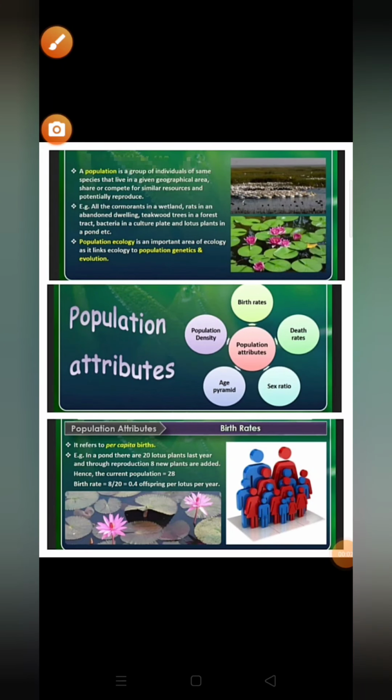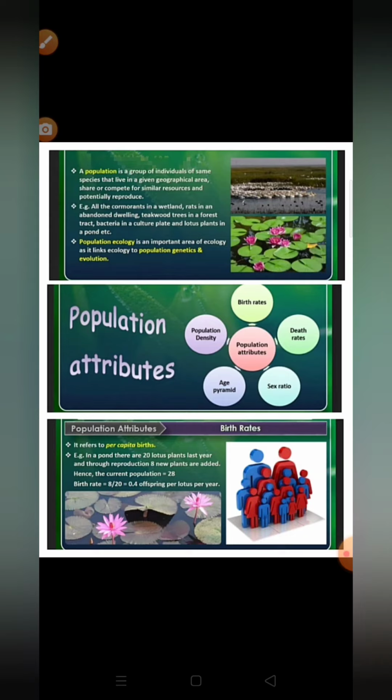First you have to know what you mean by population. How can you define population basically? A population is defined as the total number of individuals of a species in a specific geographical area which can interbreed under natural conditions to provide fertile offsprings and function as a unit of biotic community. Population ecology links ecology to population genetics and evolution.